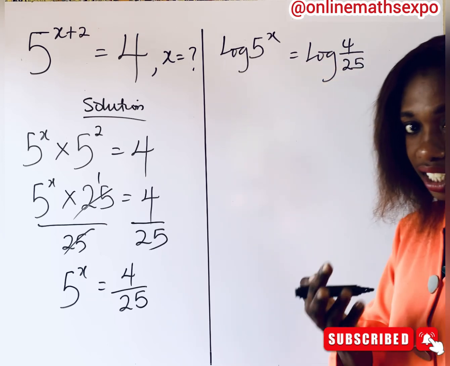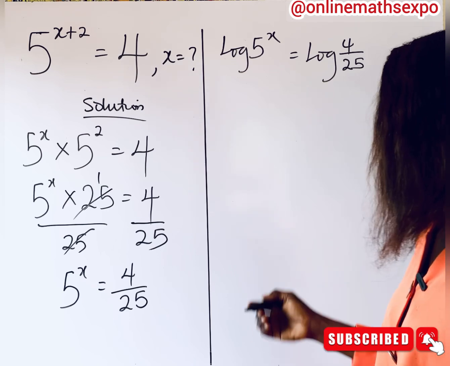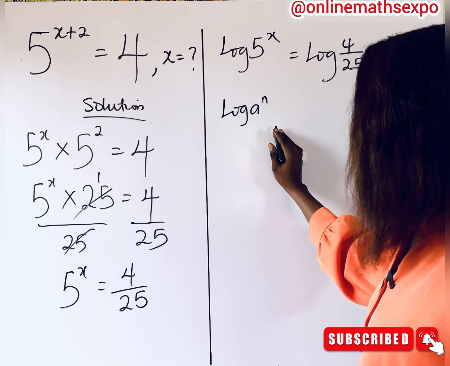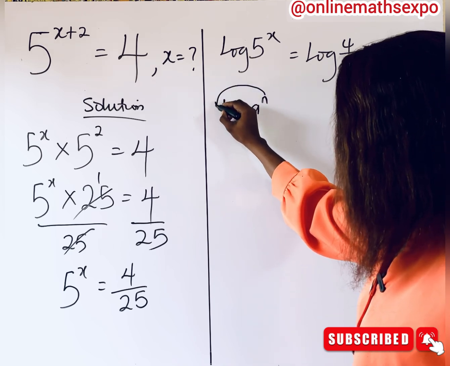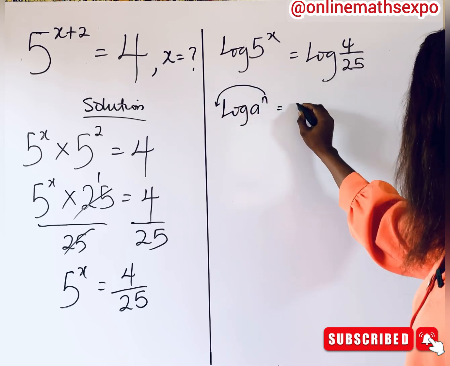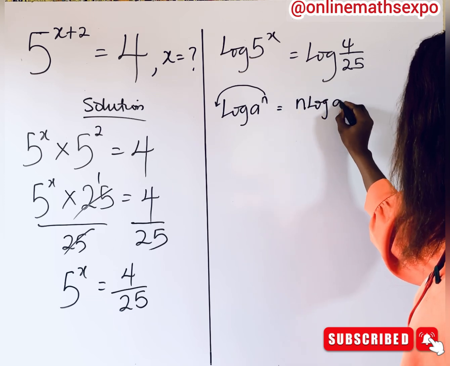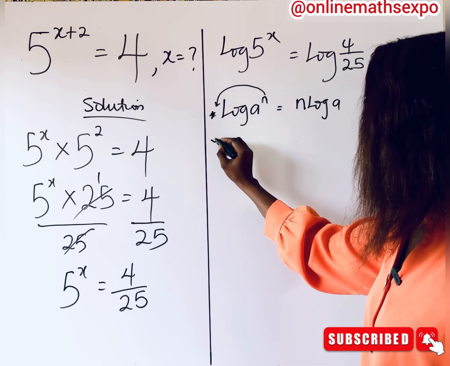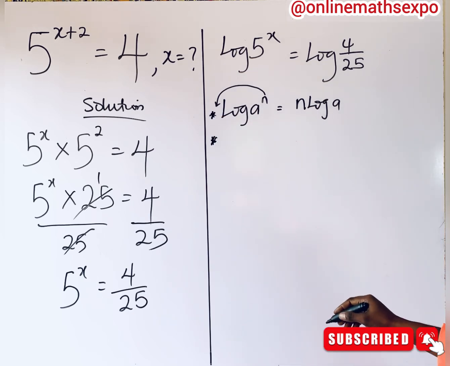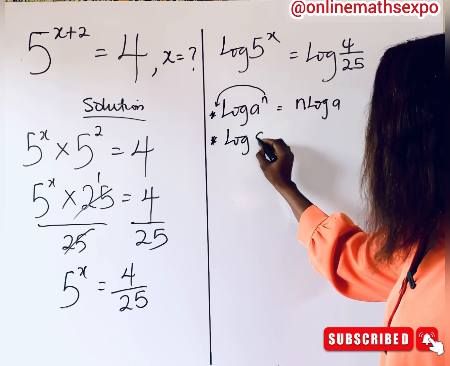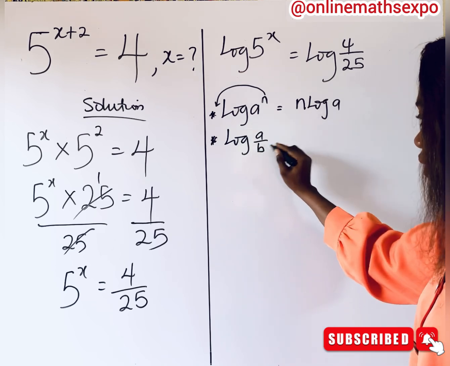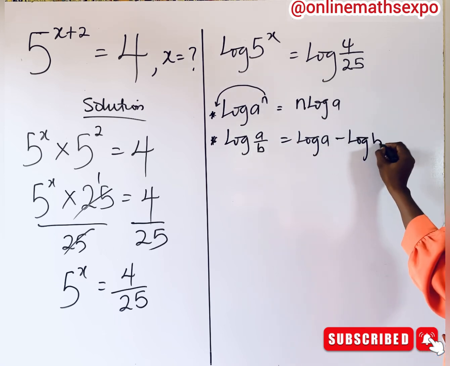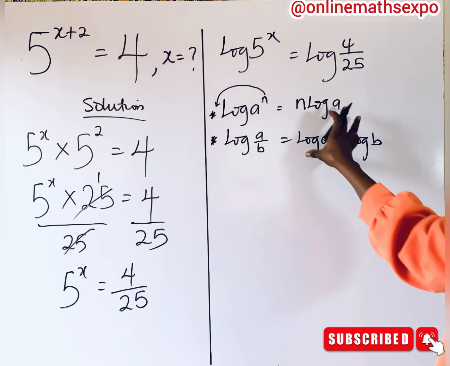Now, what do we do again? Remember your rule of logarithm, which says that if you have log a to the power of n, just simply use the power to multiply, and that will give us n log a. Okay, that's very important. Then another thing that you should also remember in logarithm is that when you have log of a all over b, dividing, it means log a, then you have minus log b. Very important. So this is going to be our guide now.